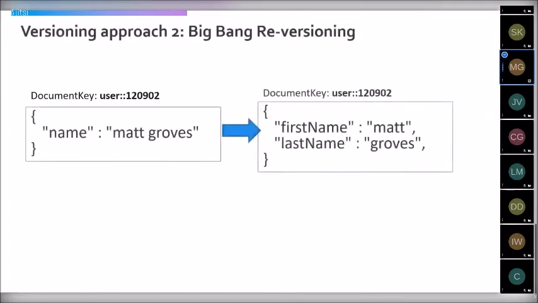The second one, I'm going to call it Big Bang Re-versioning, where we just say, well, we need to update to the new model, so we need to go in there and change everything to the new model. So it's one big update or a series of batch updates. That's one route we can take. But this might have some consequences in terms of downtime, if we want to keep the system up while we make this change. But that's a possibility. Nothing wrong with this approach.